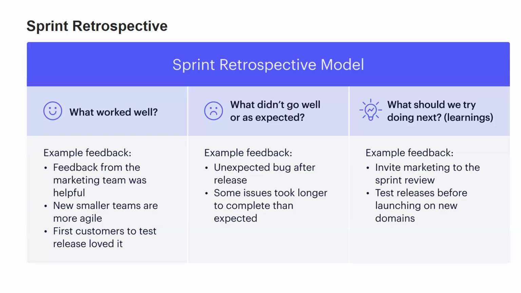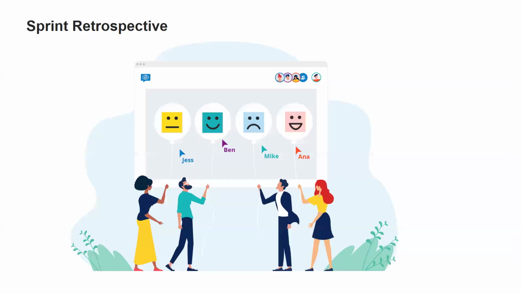What didn't go well? Unexpected bug after the release. Some issues took longer to complete than expected, right? What are we going to do better next time? Invite marketing to the sprint review. Test releases before launching on new domains. For each of these learnings, there should be a responsible person assigned as well, so they will take care of those things in the future sprints. Okay, these are the things that we do in a sprint retrospective.